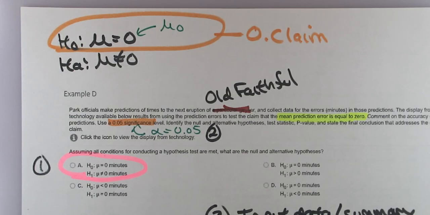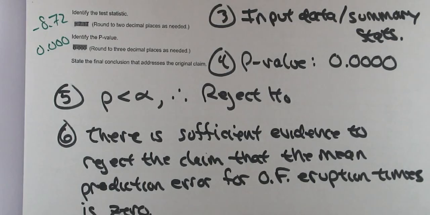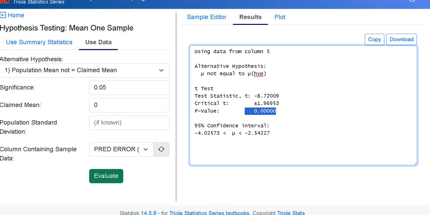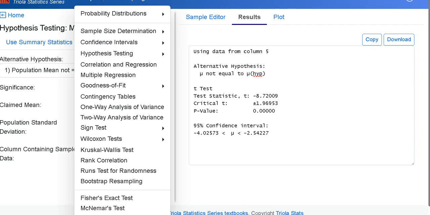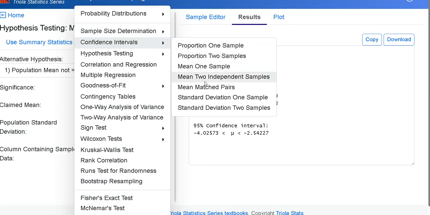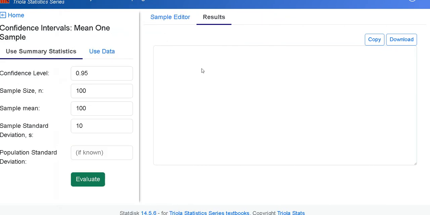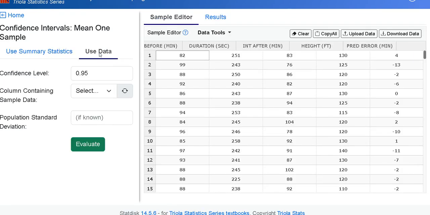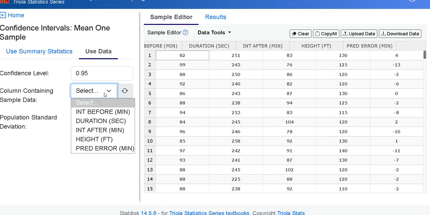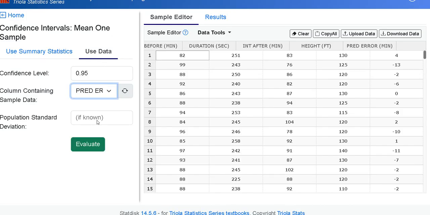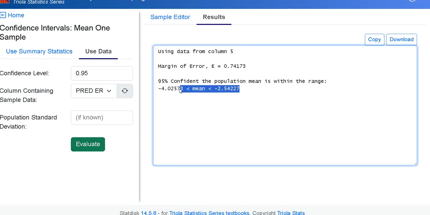So let's take a look at the confidence interval and see that those things match each other like we expect them to. So I'll go to analysis, this time confidence intervals, mean, one sample. Let's use data, might as well. 95% confidence level for column 5, prediction error. And there you go. Actually, I think this was part of our output in the previous screen, so I probably did a little bit more work than I needed to.